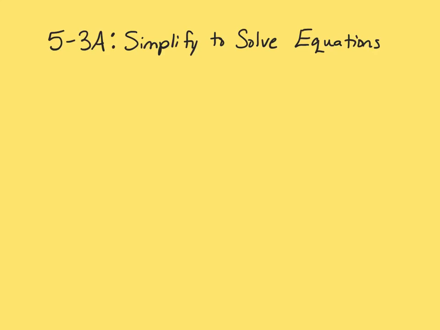Lesson 5.3a, Simplify to Solve Equations. In this lesson, we're going to learn that you can simplify each side of an equation by combining like terms, possibly doing the distributive property and then combining like terms, in order to turn an equation into either a one or two step equation, and then you solve.